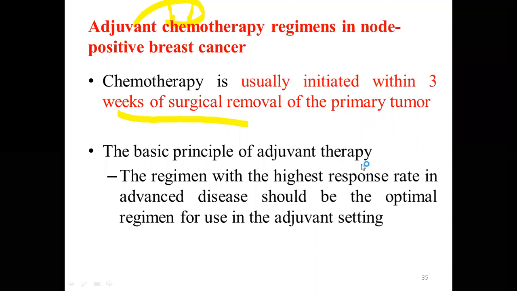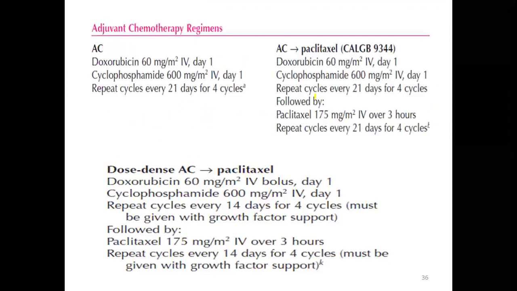As I said before, in terms of response, the anthracycline-based regimens are usually preferred. So what are the most common chemo regimens we are going to use in adjuvant therapy? Adriamycin and cyclophosphamide. Can you see doxorubicin 60 milligram per meter square IV, then cyclophosphamide 600 milligram per meter square IV. Both of them are given day 1, then we repeat every 21 days per cycle. So they resect, then they give this regimen.